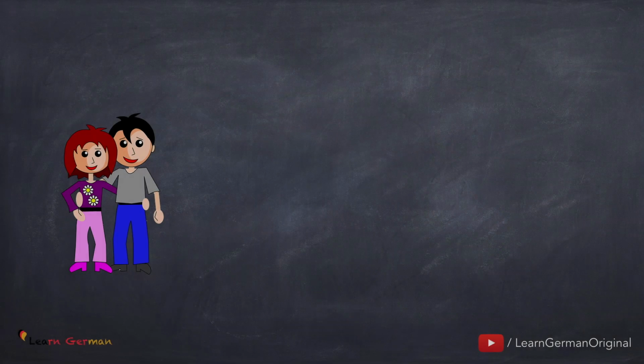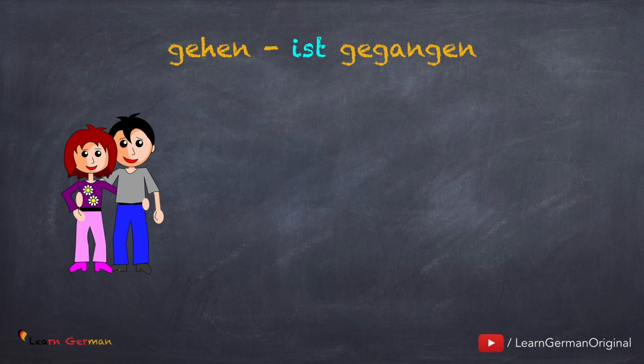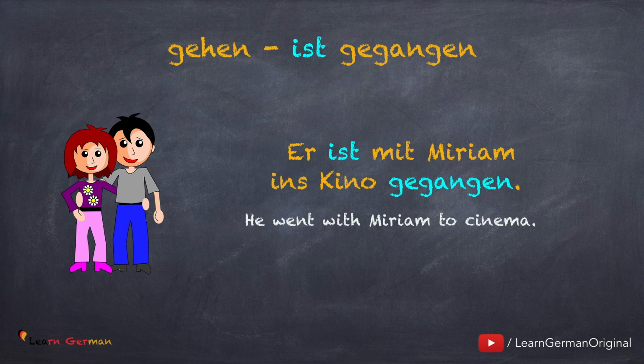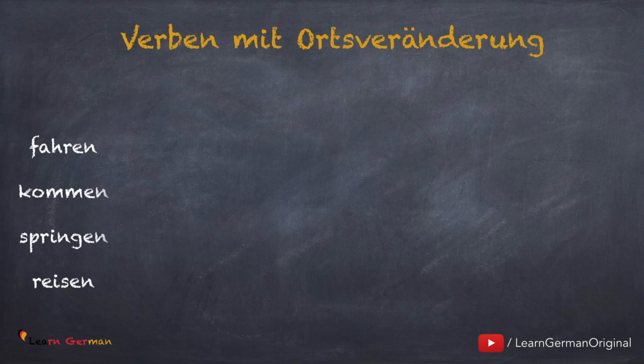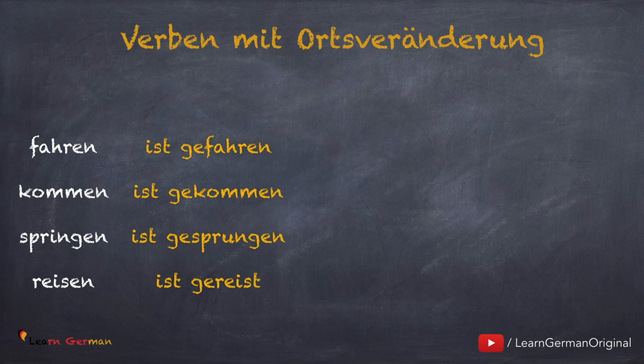Let's do another example. Gehen ist gegangen. Er ist mit Miriam ins Kino gegangen. Here also there is a change of place from A to B. A is the location where he started and B is the Kino. Here are a few other verbs that also show a change of place.